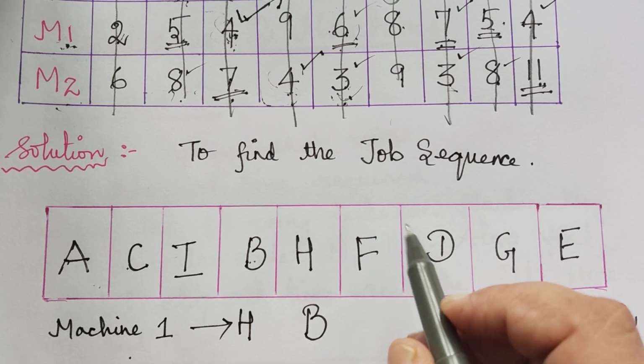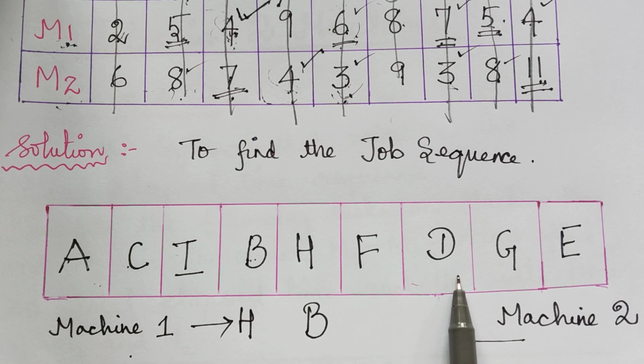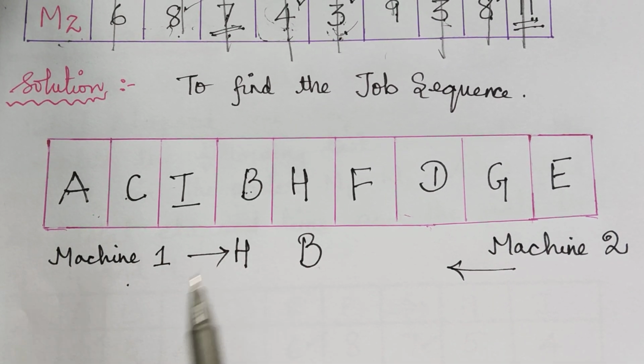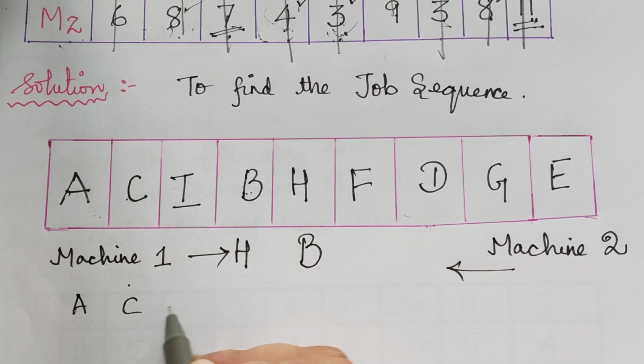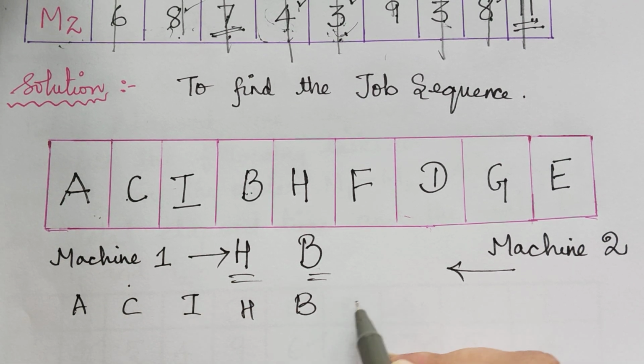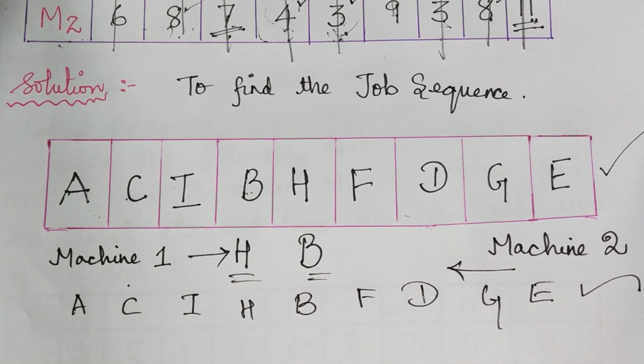And so therefore the job sequence for this problem is A, C, I, B, H, F, D, G, E. Or, if you change this, the job sequence can also be A, C, I, H and B, because a few can choose like this also. But anyway, the answer will be correct. Either this can be the job sequence or this can be the job sequence.